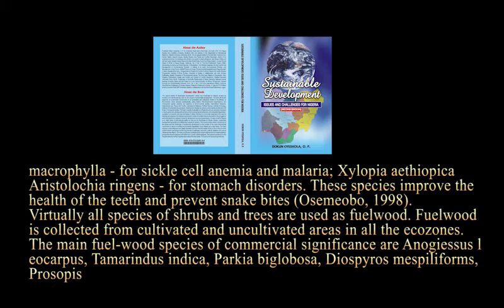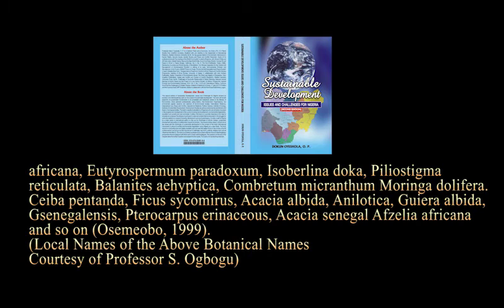The main fuelwood species of commercial significance are Anogeissus leiocarpus, Tamarindus indica, Parkia biglobosa, Diospyros mespiliformis, Prosopis africana, Vitellaria paradoxa, Isoberlinia doka, Piliostigma reticulatum, Balanites aegyptiaca, Combretum micranthum, Moringa oleifera, Ceiba pentandra, Ficus sycomorus, Acacia albida, Acacia nilotica, Guiera senegalensis, Pterocarpus erinaceus, Acacia senegal, Afzelia africana and so on (Osmiobo, 1999). Local names of the above botanical names courtesy of Professor S.